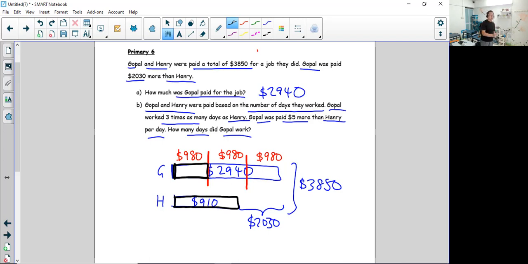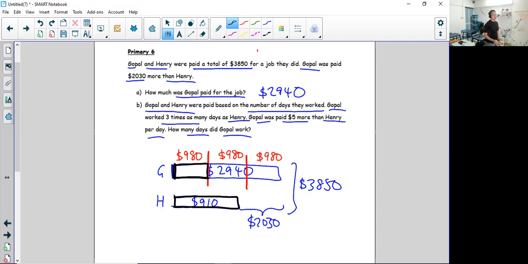Like Gopal worked 3 times as many days, or Gopal worked 3 days, Henry worked 1 day. So if you take away the 2 days, Gopal has 1 day, Henry has 1 day. Isn't that equal number of days? So you remove the 2 groups, and Gopal has only 1 group left. Henry also has 1 group left. So that is equal number of days inside, and we don't know how many days inside one group.